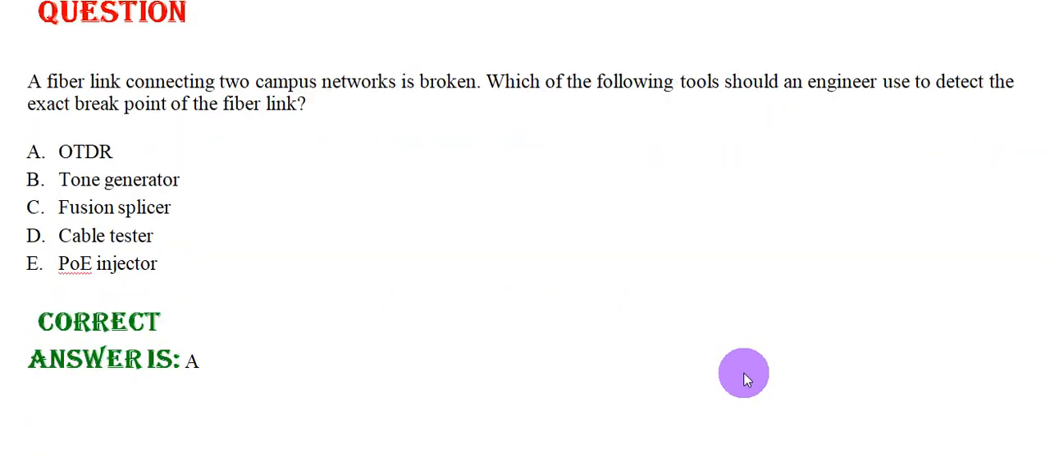A fiber link connecting two campus networks is broken. Which of the following tools should an engineer use to detect the exact breakpoint of the fiber link? Option A, OTDR. Option B, tone generator. Option C, fusion splicer. Option D, cable tester. And option E, PoE injector. The correct answer is option A.